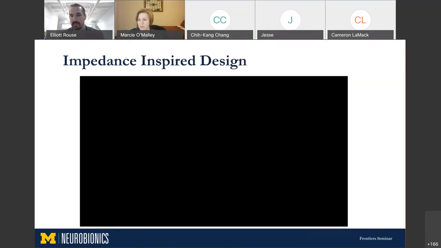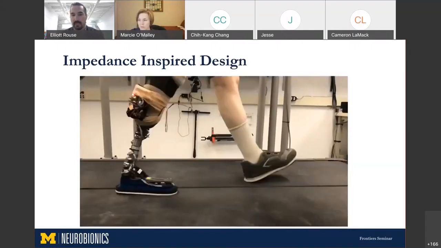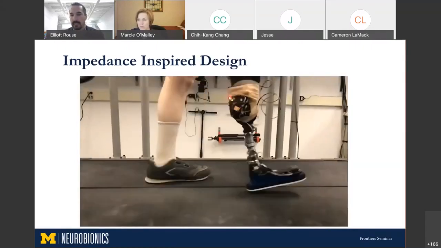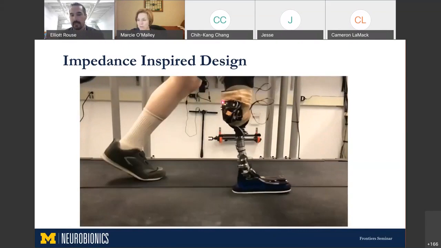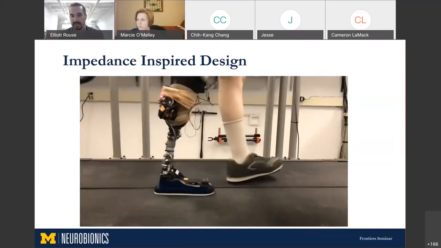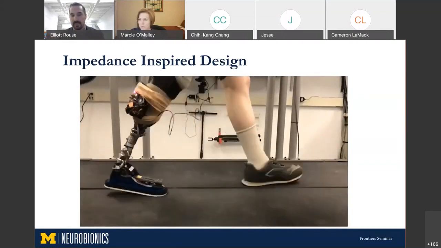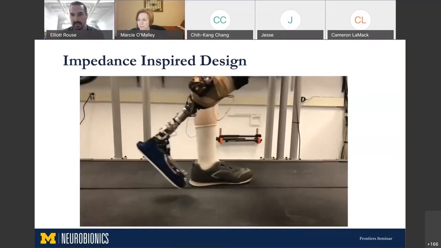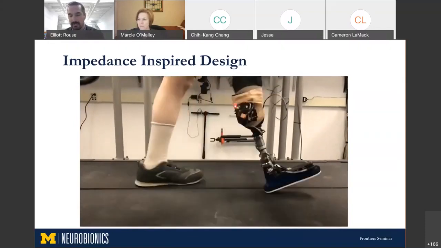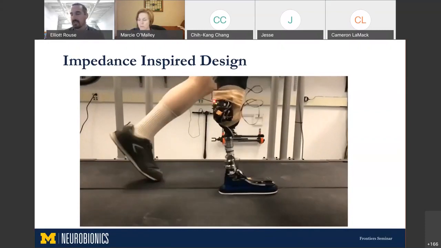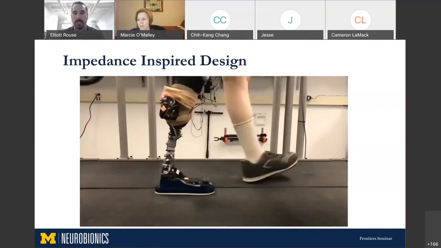This is just a video of somebody walking with the system. So you'll see they store energy at heel contact, then they dissipate energy and then store it again over controlled dorsiflexion. They push off with the energy that's been stored, and if you look very closely, you can see a slight underdamped response from the ankle, which just comes from its efficiency.